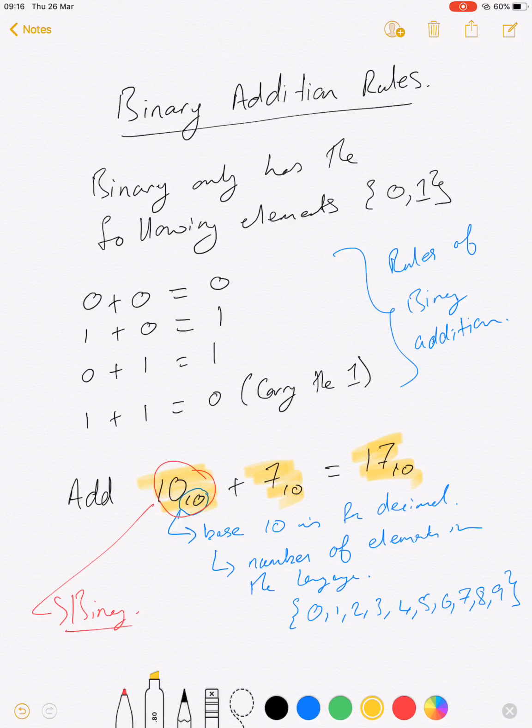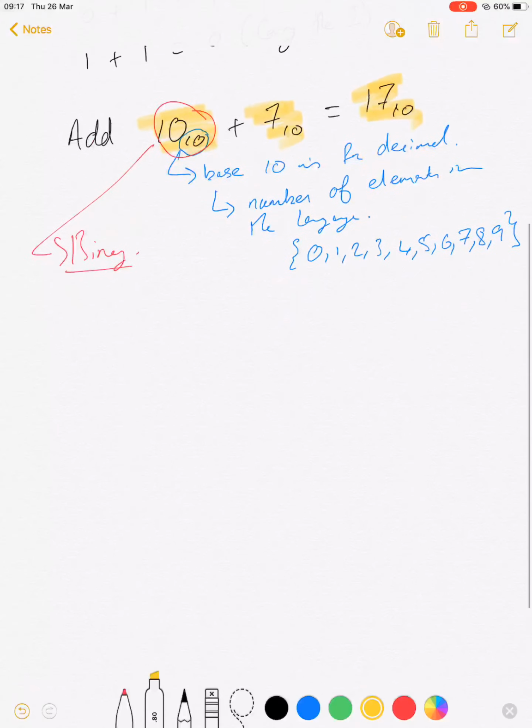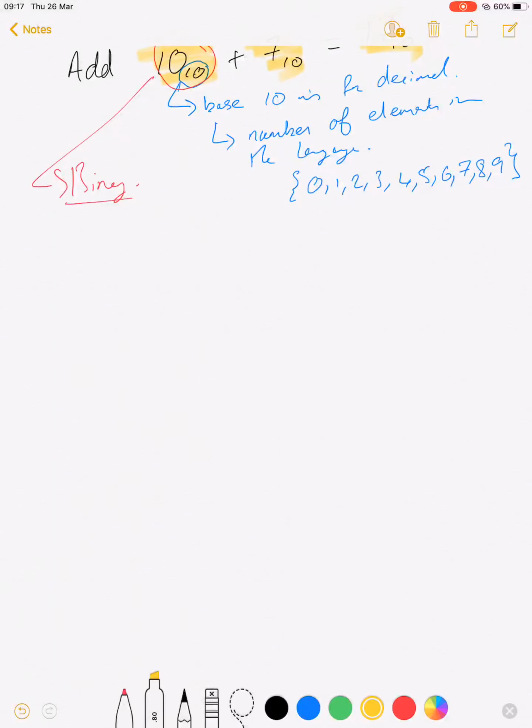Now, when we look at our binary addition rules, we have the rules for how we can actually do this in binary. But we need to look at 10 and convert that into a binary number, take the number 7, convert that into a binary number, and apply the rules associated with binary addition, and we should get down to 17 base 10. Okay, so let's start off here.